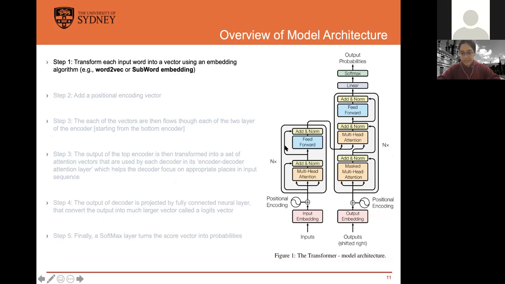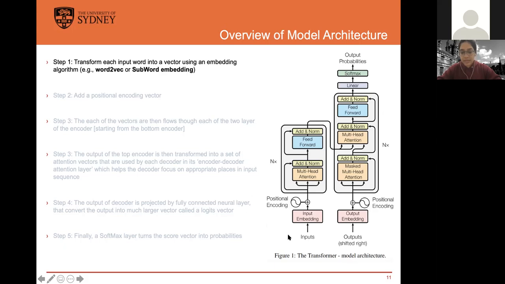This picture is from the paper itself. This is the overall architecture. Here in this section is the encoder layer, and in this section is the decoder layer, and finally the output comes up. I'll discuss them one by one.